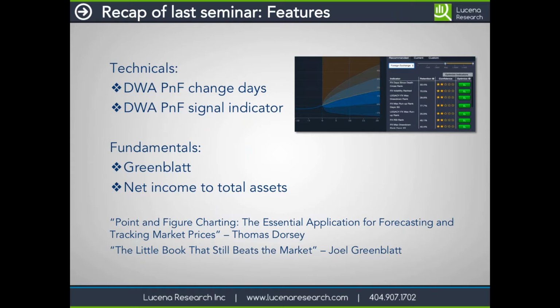We used one of our machine learning techniques, we call it Cadane, to discover which other factors, if we combined them with those, would give us even better performance. And we discovered two fundamentals that, when combined with the technicals from Dorsey Wright, gave us even better performance. Let me show you what I mean by that.